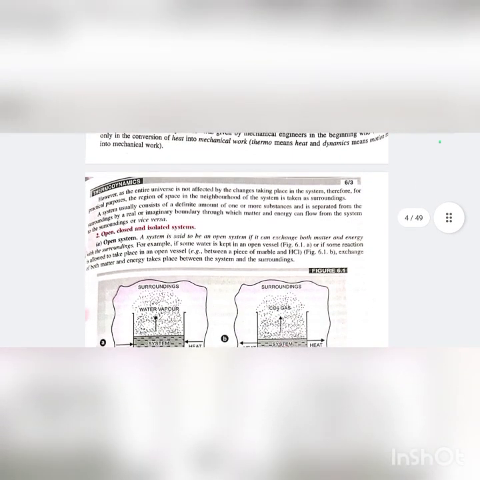However, as the entire universe is not affected by the change that takes place in the system, for practical purposes, the region of space in the neighborhood of the system is taken as surrounding. A system usually consists of a definite amount of one or more substances and is separated from the surrounding by a real or imaginary boundary through which matter and energy can flow from the system to the surrounding or vice versa.